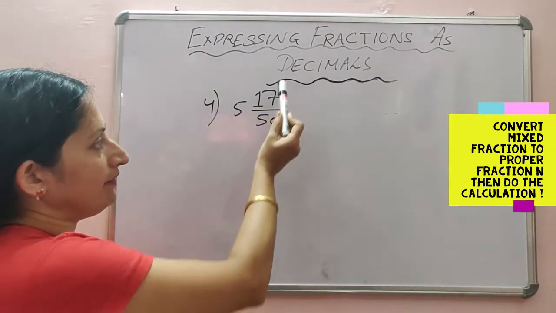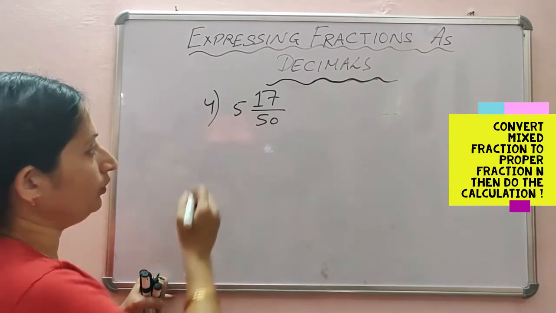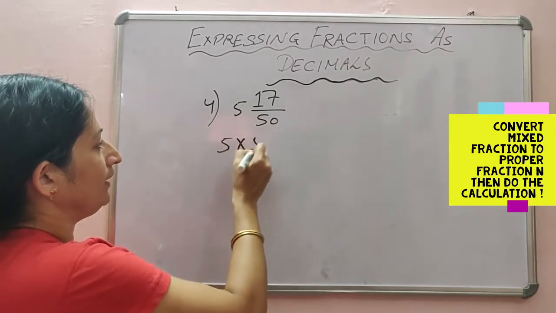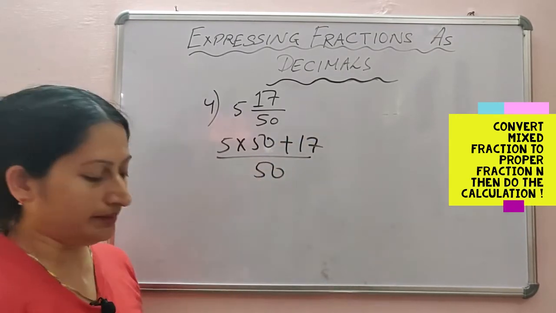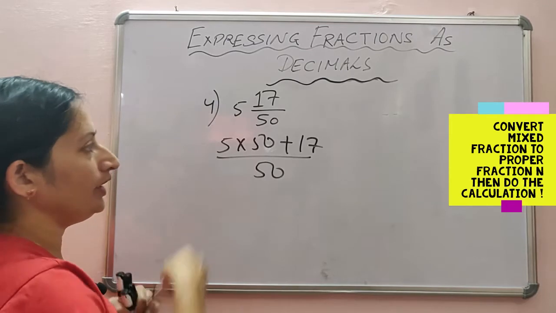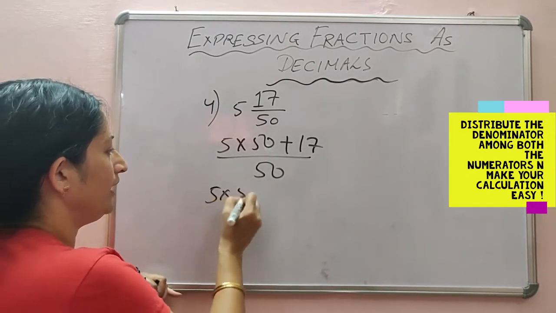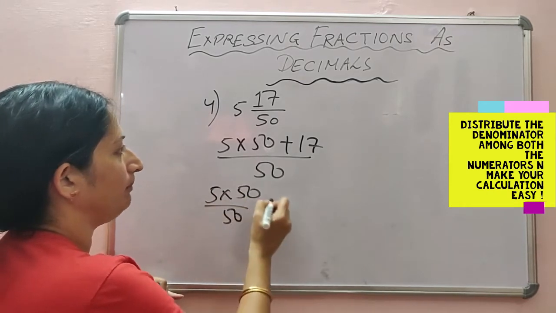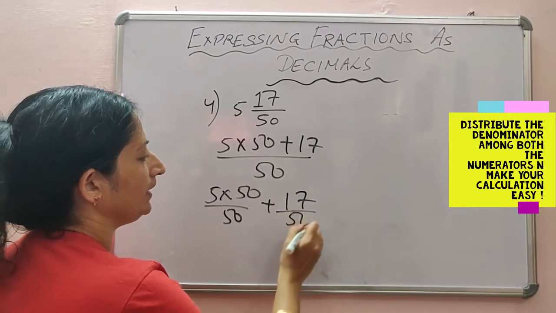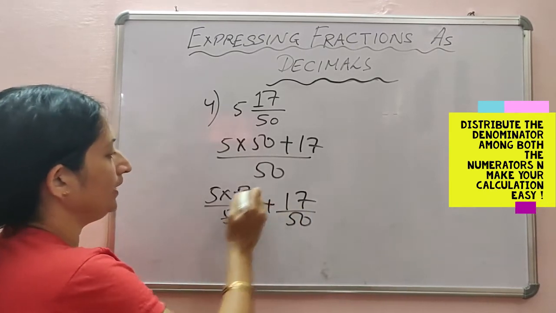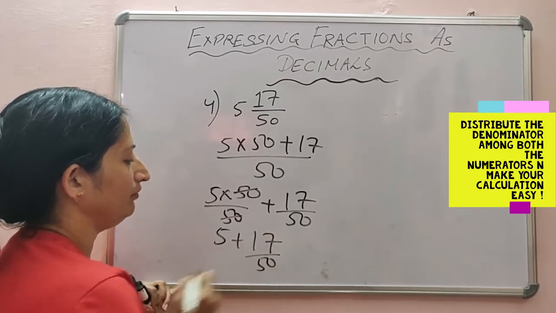So let's go to the question. The question is 5 17/50. That is a mixed fraction. So generally what we do is 5 into 50 plus 17 by 50 at the bottom. Now at this place itself we can divide it into two parts, that is 5 into 50 by 50 plus 17 by 50. This will make it simpler. So you can cut it like this, and we have 5 plus 17 by 50.